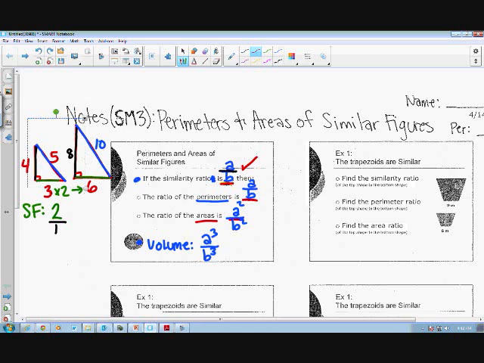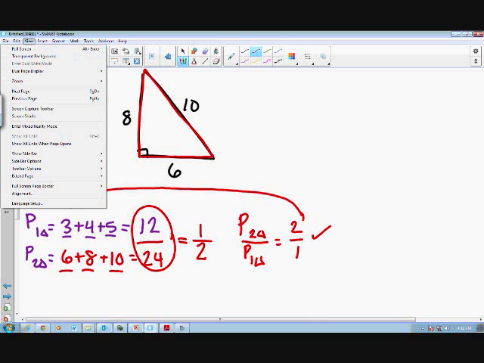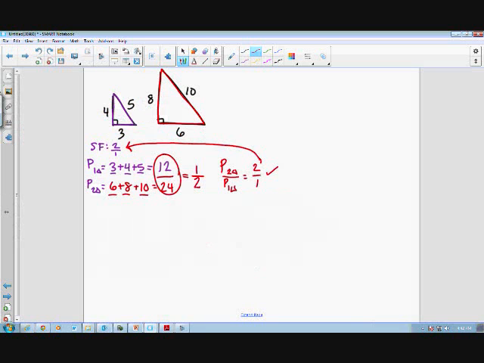I chose right triangles for a reason, because with right triangles, we can easily find the area. Let me zoom out a little bit. It's a little large for me. Okay. Find the area of, let's start with the big triangle so we make sure we get it in the right order this time. Area of the second triangle. Remember, area is 1/2 base times height.